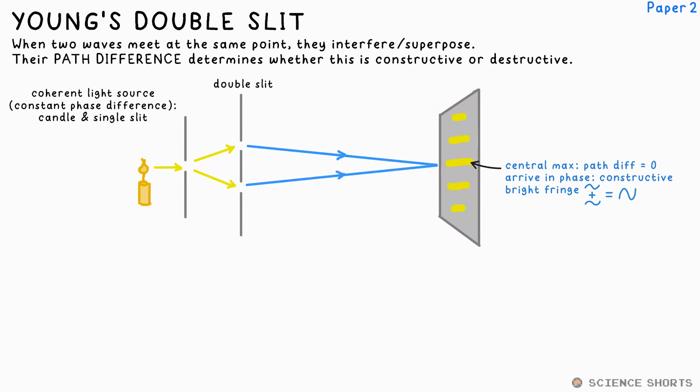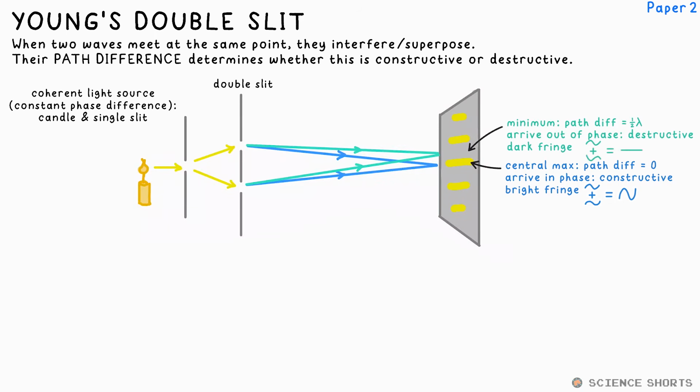We have a central maximum because these two rays meeting have traveled the same distance, so therefore they interfere constructively. The dark fringes or minima next to the central maximum are due to the light from the two slits traveling slightly different distances. We say their path difference is half lambda. That means they arrive 180 degrees, completely out of phase, and interfere destructively, cancelling each other out.